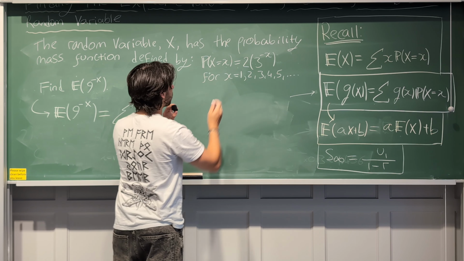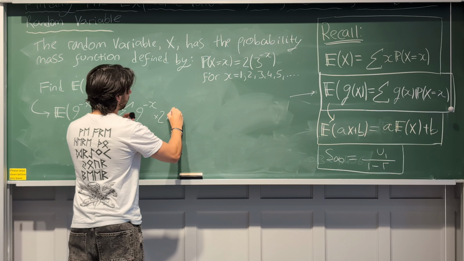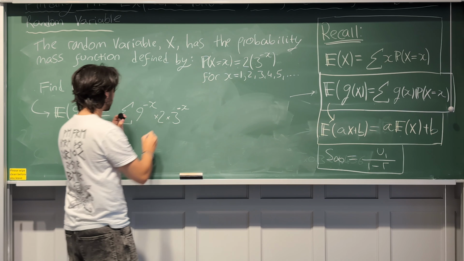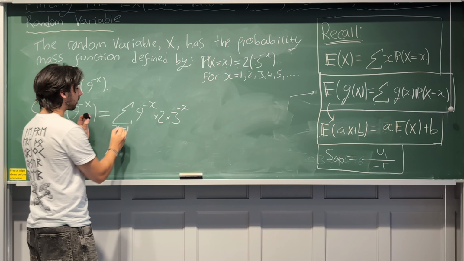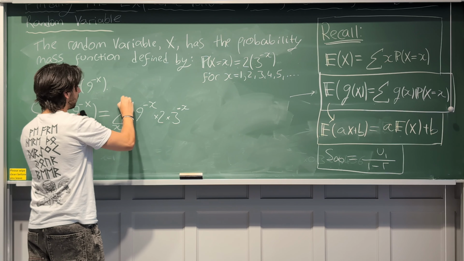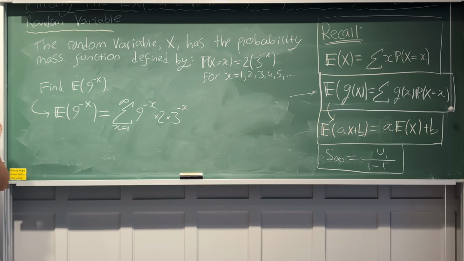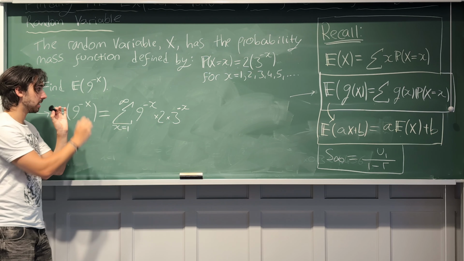It's 2 times 3 to the minus x. So I'm going to write this as 2 times 3 to the minus x, okay? And it's very important to write down what we're actually summing over. And we can see here we're going from 1 to infinity, like that. Now, the objective is to use probably geometric series to work out what this is equal to.